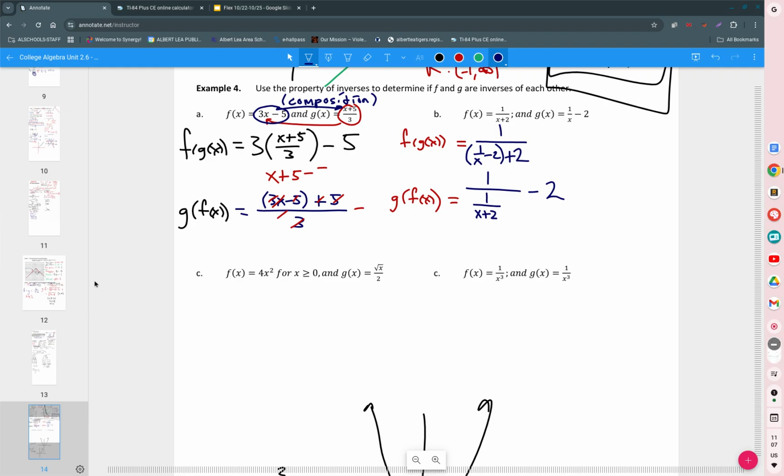Right, eyes up and check. Did you have the plus 2 in the denominator? It needs to be in the denominator. And then do you have this minus 2 off to the end? It needs to be off to the side. It can't be in the denominator.